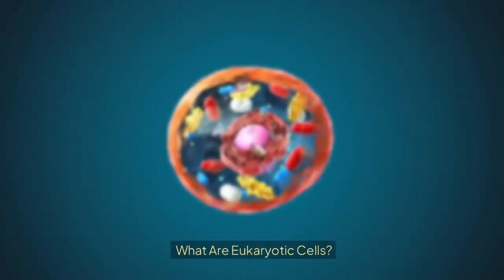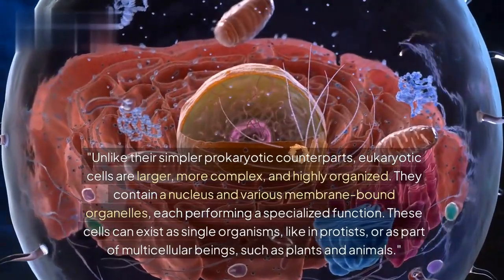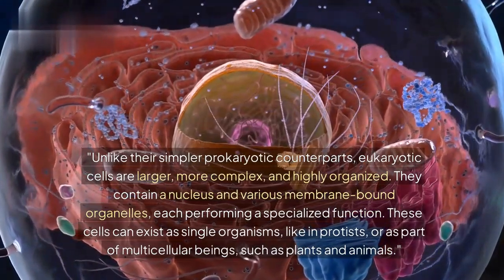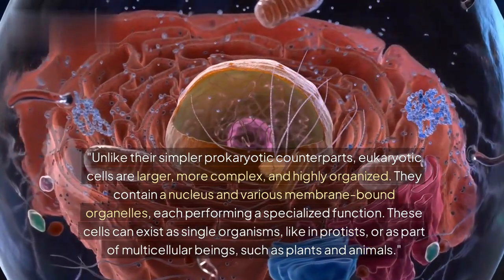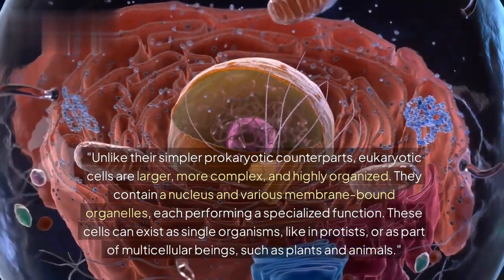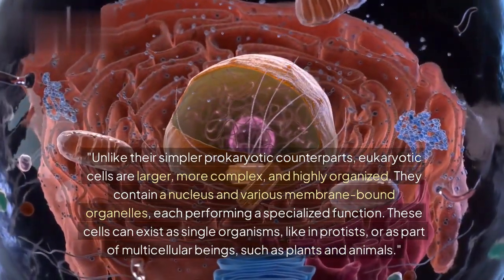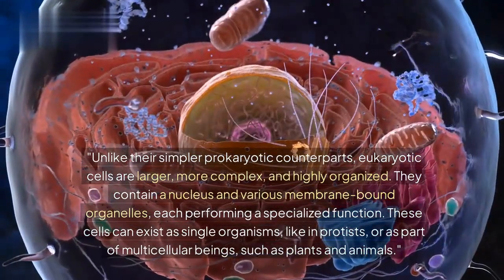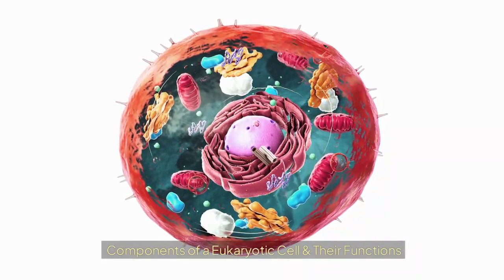What are eukaryotic cells? Unlike their simpler prokaryotic counterparts, eukaryotic cells are larger, more complex, and highly organized. They contain a nucleus and various membrane-bound organelles, each performing a specialized function. These cells can exist as single organisms, like in protists, or as part of multicellular beings, such as plants and animals. Components of a eukaryotic cell and their functions.